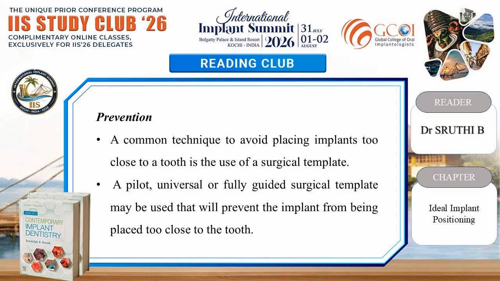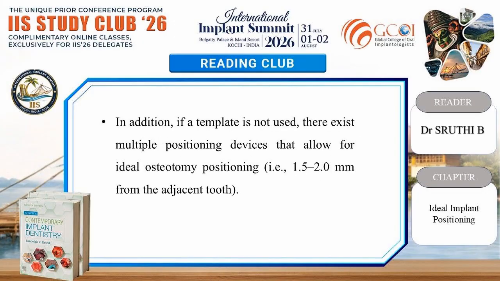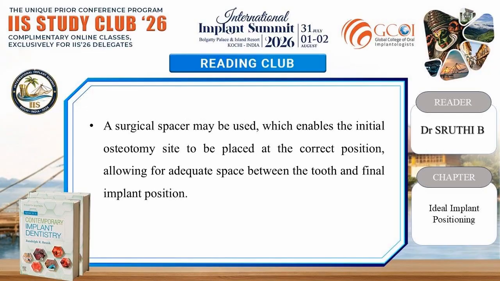Prevention: a common technique to avoid placing implants too close to a tooth is the use of a surgical template. A pilot, universal or fully guided surgical template may be used that will prevent the implant from being placed too close to the tooth. In addition, if a template is not used, there exist multiple positioning devices that allow for ideal osteotomy positioning, that is 1.5 to 2 mm from the adjacent tooth. A surgical spacer may be used which enables the initial osteotomy site to be placed at the correct position, allowing for adequate space between the tooth and final implant position.